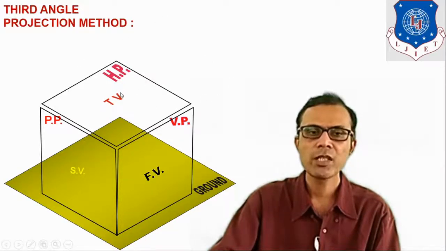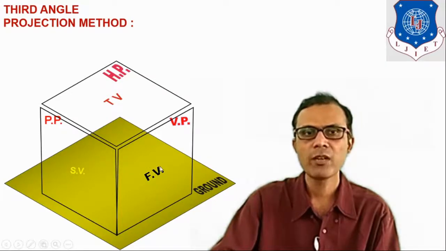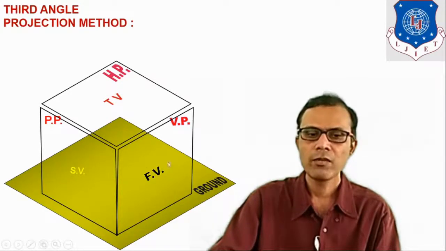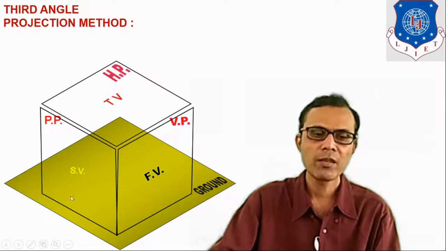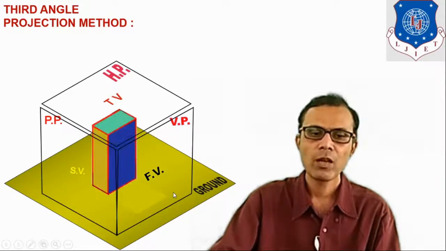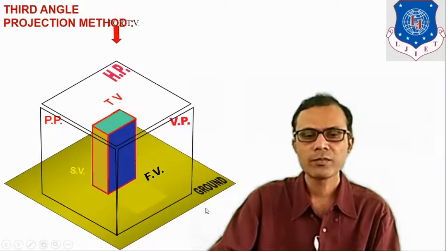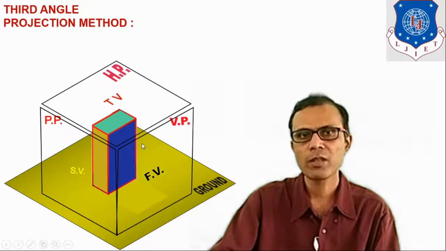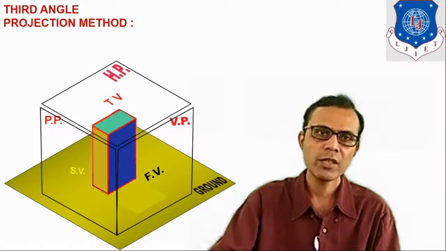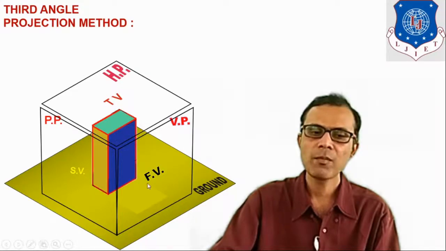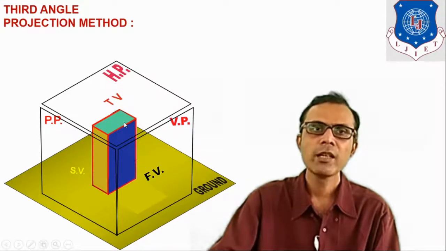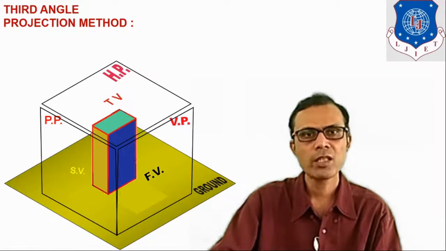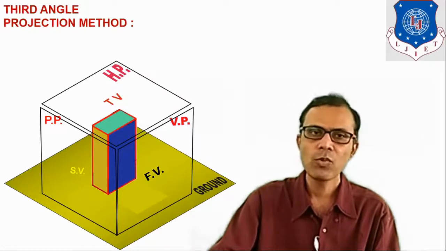It is HP on which we will get top view, it is VP where we will get front view, and it is profile plane where we will get the side view. So object is placed here. Now with reference to observer, observer is here, front view observer. So with reference to front view observer, the relative position is observer, then plane of projection, and then the object. So it is the sequence of the relative position.